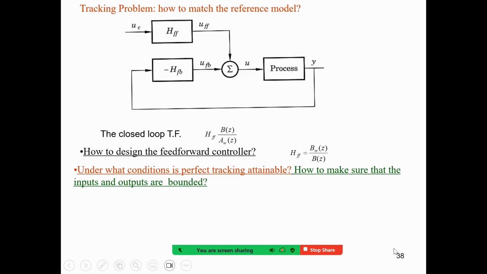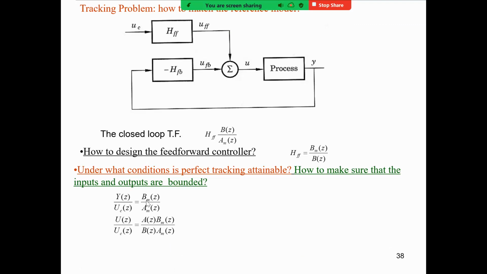And then we also analyze, what's the condition for perfect tracking? By those two transfer functions, we realize that eventually we can match the reference model. And also we know that the input output follows the transfer function. From that one, we can get the transfer function from the command signal to the input. Then we realize that to make sure the input is bounded, the zeros have to be stable. Okay, so that is the condition. We encounter this condition in all the controller design.